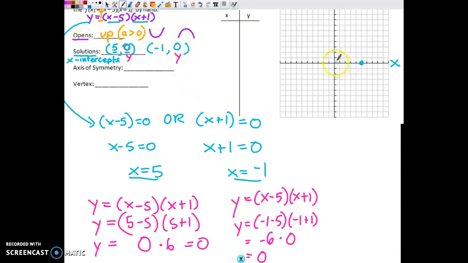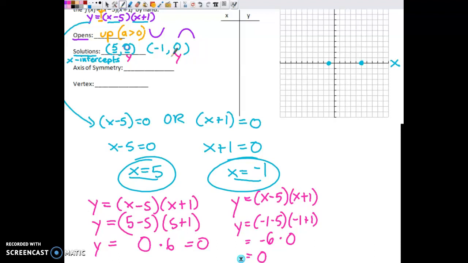Are you noticing a pattern? When I am on the x-axis, when I have x-intercepts, what should my y value be? It should be 0 every time. Those solutions are ordered pairs. You should have your x value from here, from solving, and the y value should always be 0 on those x-intercepts.